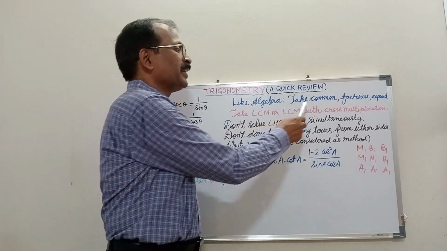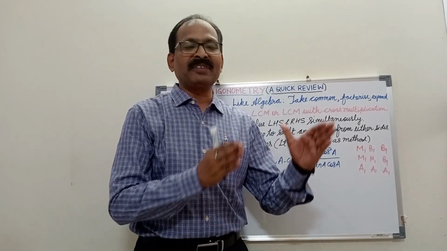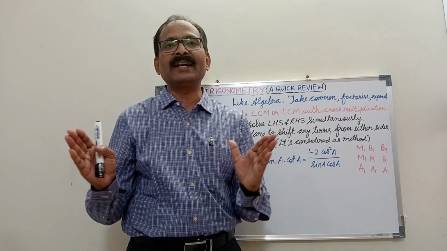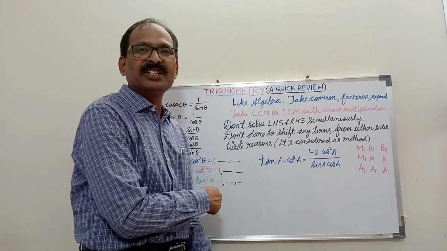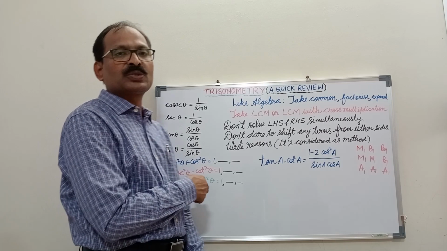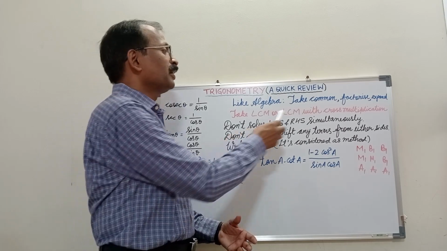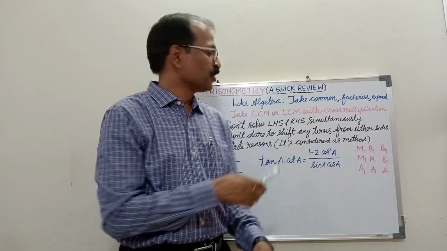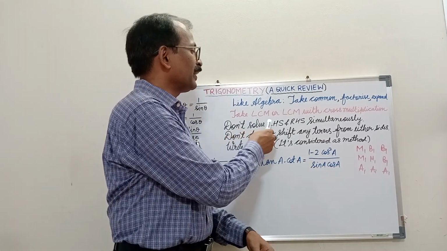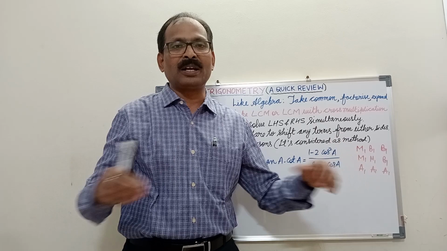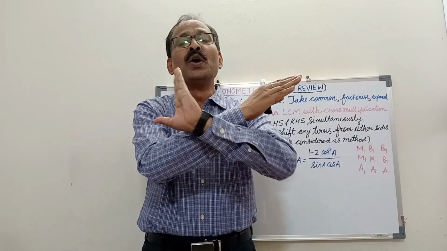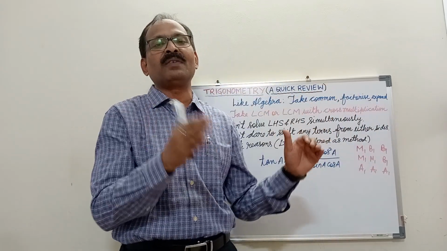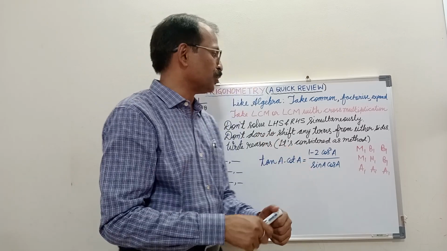So here, like algebra, take common. Sometimes when we take common, we can solve inside and it becomes like your identity. There are 3 identities, like sine square plus cos square, and you can factorize and expand them. So we use methods like algebra. Then take LCM, or LCM with cross multiplication. Then you also get an idea of identities or changing the ratio.